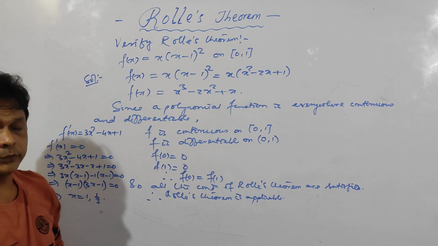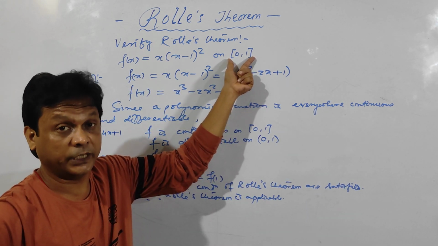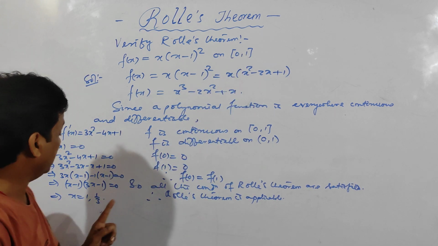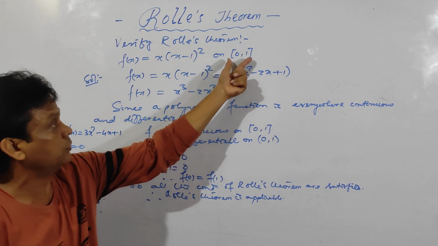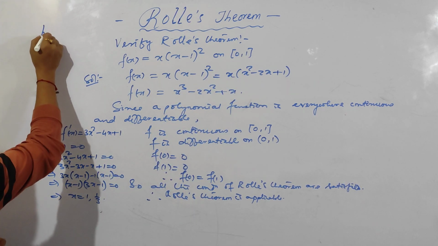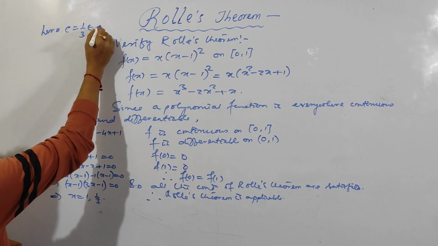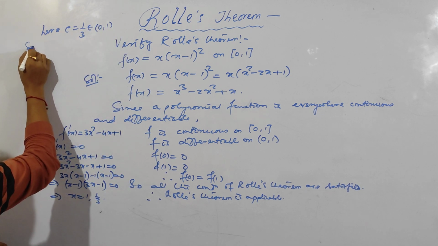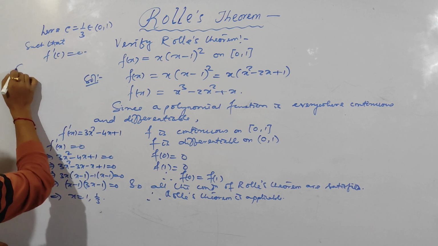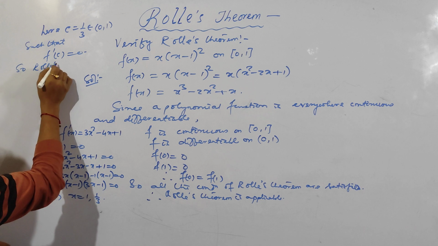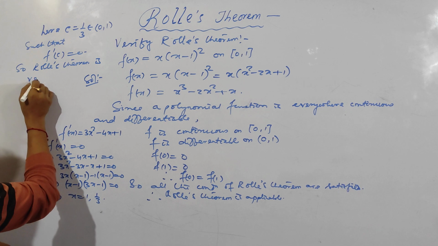So our theorem is that within A and B, C must lie. Within A and B, not closed, it will be an open interval, in between 0 and 1. But 1 is the extreme point, so 1 cannot be equal to C. Here C is 1 by 3 because 1 by 3 lies between 0 and 1. So you should write here C is equal to 1 by 3 belongs to open interval 0 1 such that f dash c equal to 0. So Rolle's theorem is verified. Clear?